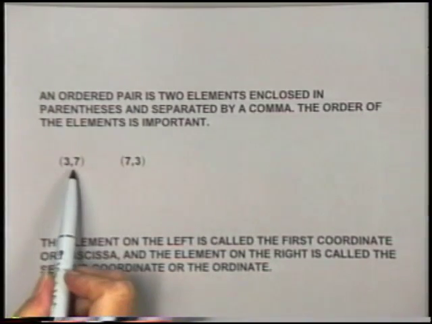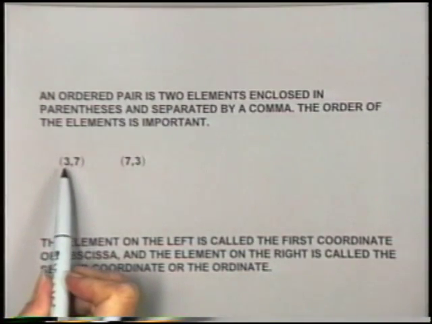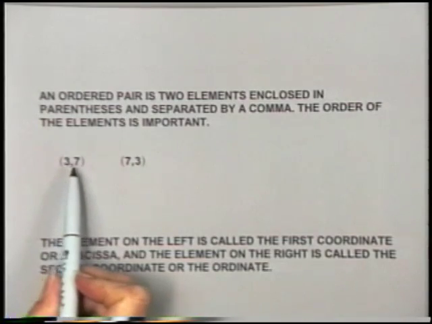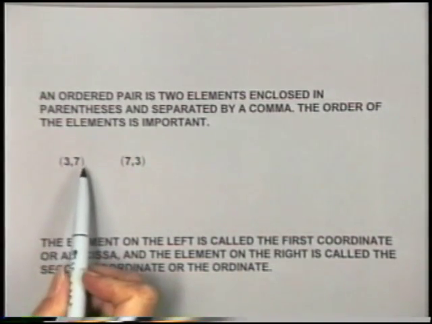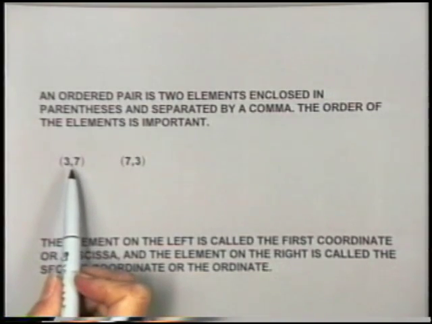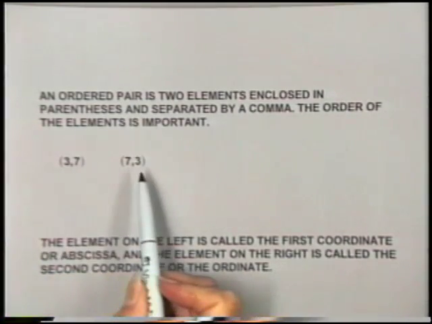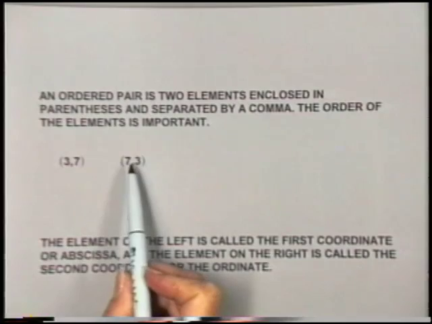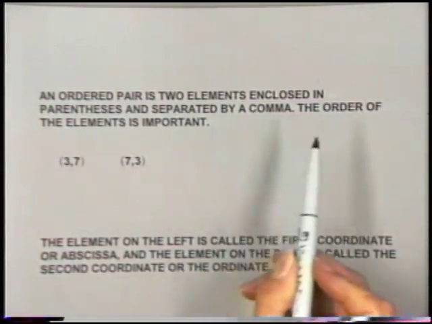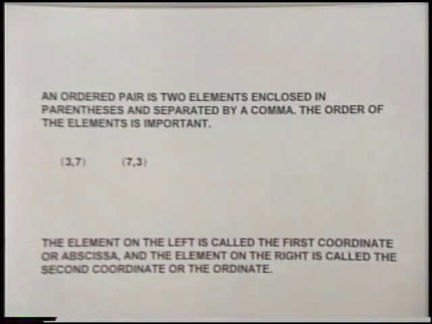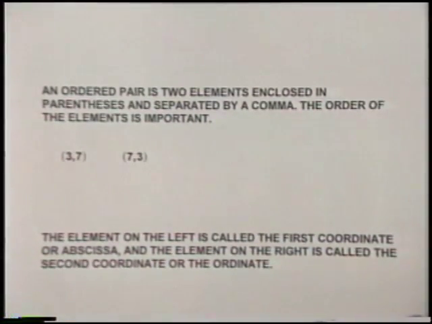The order of the elements is important. I have illustrated for you here an ordered pair. You'll notice we have the two numbers 3 and 7 separated by a comma and enclosed in parentheses. This ordered pair is different from this ordered pair because the order of the elements changes. So notice here the order of the elements is important in an ordered pair.